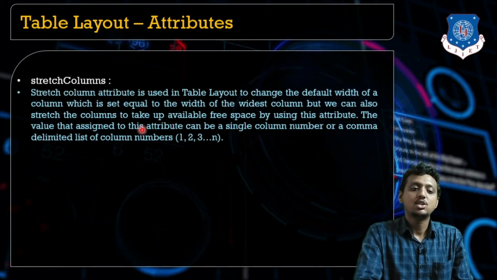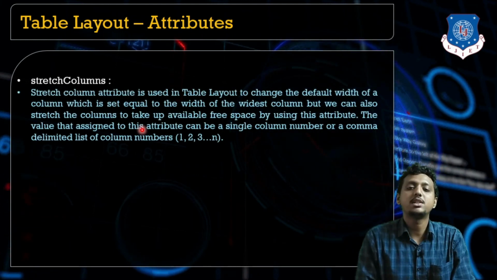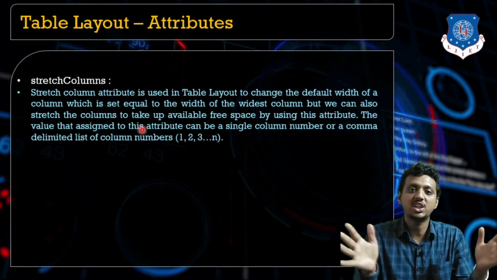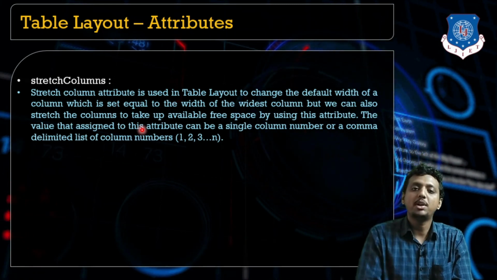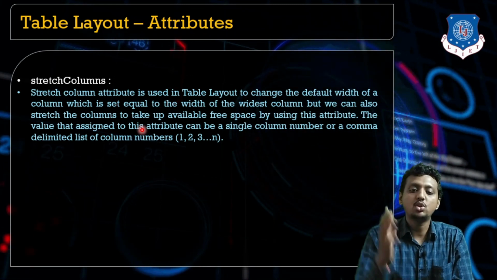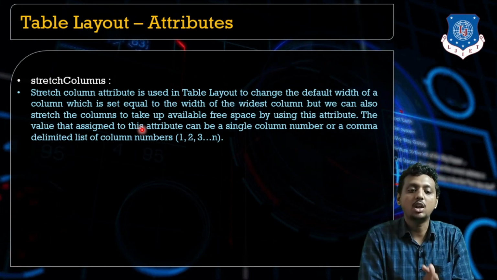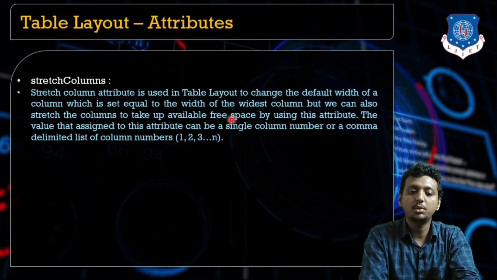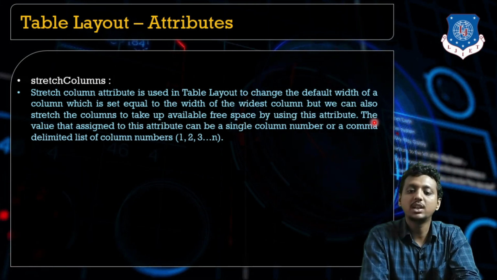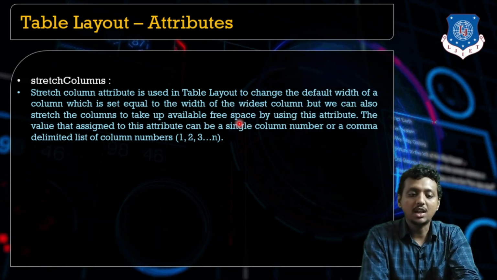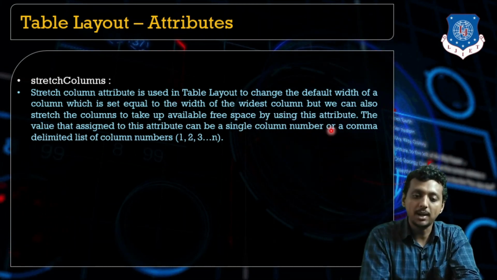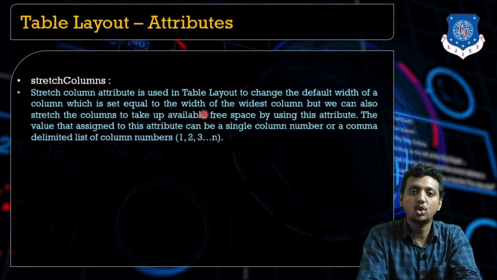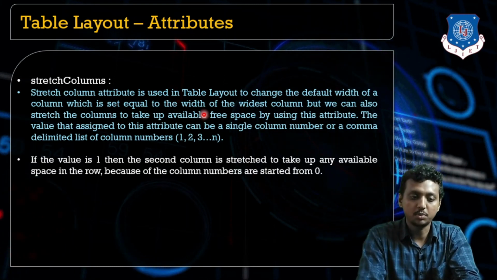What happens? It takes whatever extra amount of space is left in the table layout by the views, and it will occupy each and everything. So the stretch column attribute is used in the table layout to change the default width of a column, set equal to the width of the widest column. We can also stretch the column to take the available free space by using the attribute. The value assigned to the attribute can be a single number like 0, 1, 2, 3. You can do stretch columns and shrink columns both by using table layout attributes.